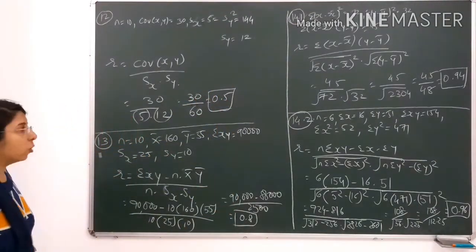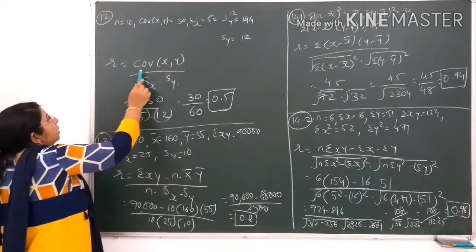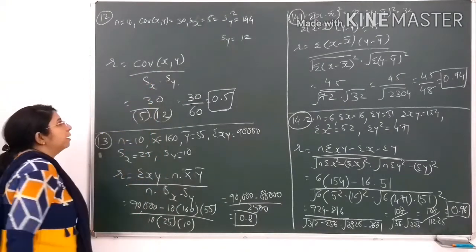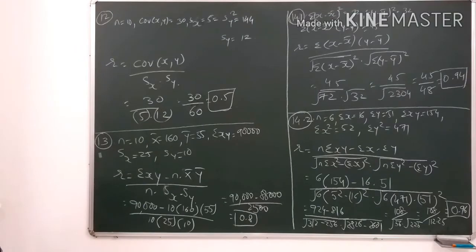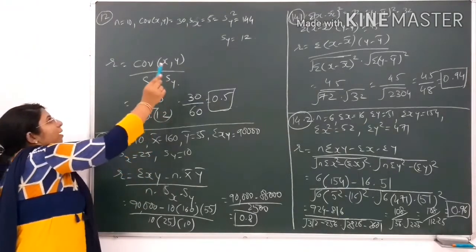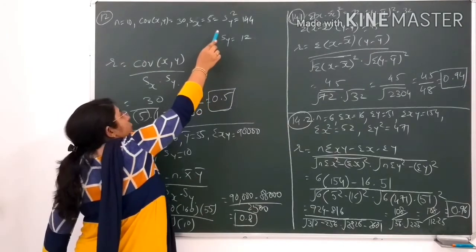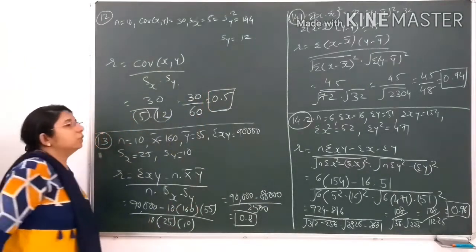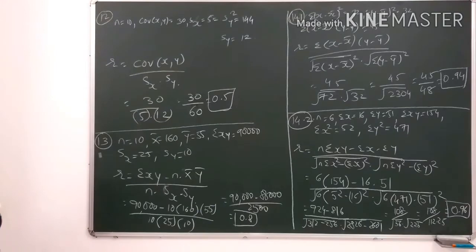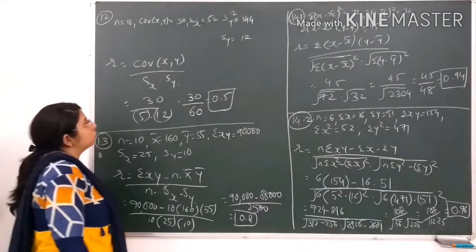Because according to our formula of r, we have to apply covariance of xy upon standard deviation of x into standard deviation of y. We cannot write here standard deviation of y square. So from variance of y, we have found out the value of standard deviation of y, that is root of 144, that is 12.